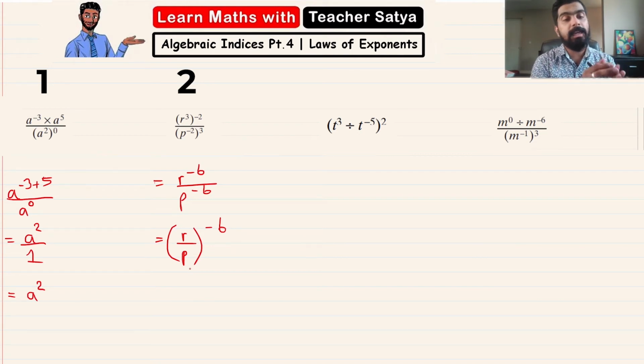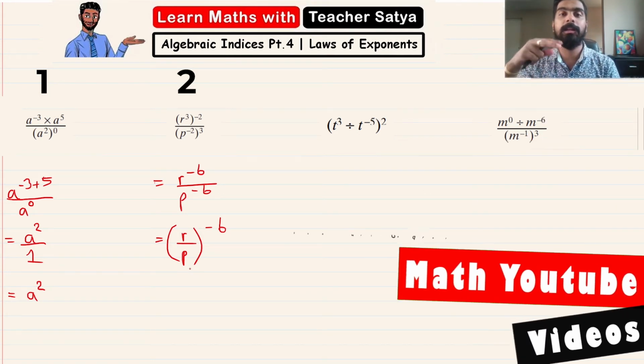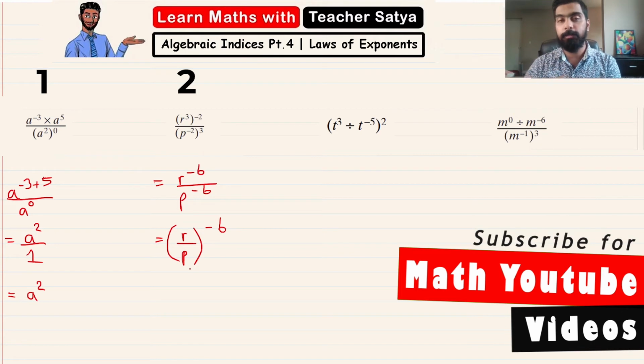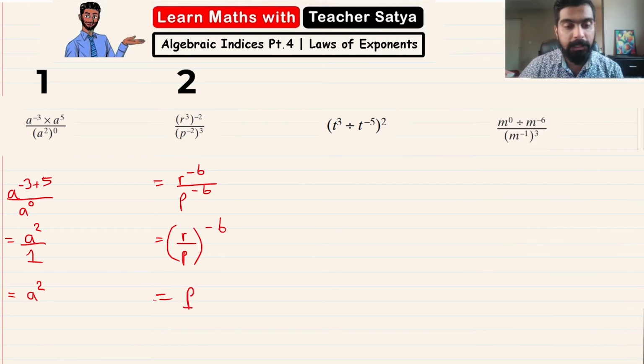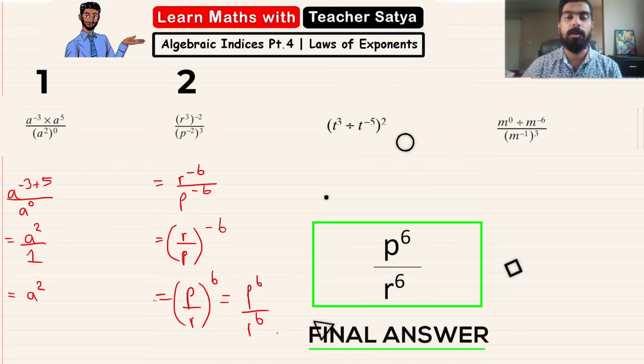Now in the previous video we didn't solve negative indices when it was a fraction. Alright guys, so if we have a over b raised to the power of, let's say, -2, this is the same as b over a raised to the power of 2. So what we do is we just swap the numerator with the denominator, and the negative exponent will change to a positive exponent. Similarly in this one, r over p raised to the power of -6 is the same as p over r raised to the power of 6. And now if we break the bracket, we will have p to the power of 6 over r to the power of 6.